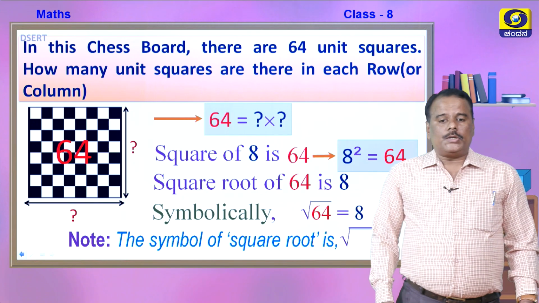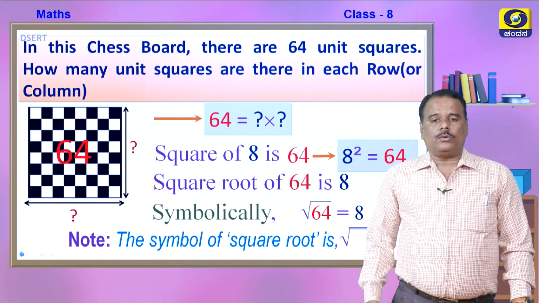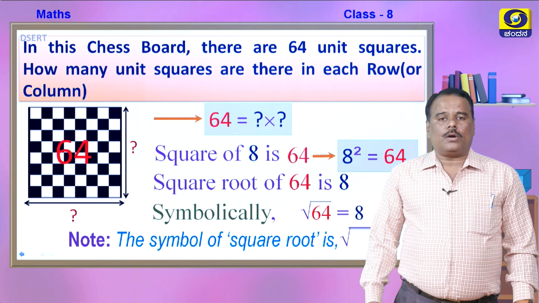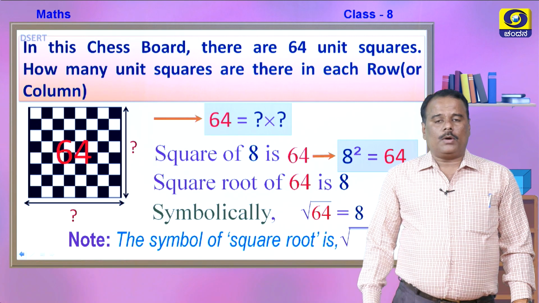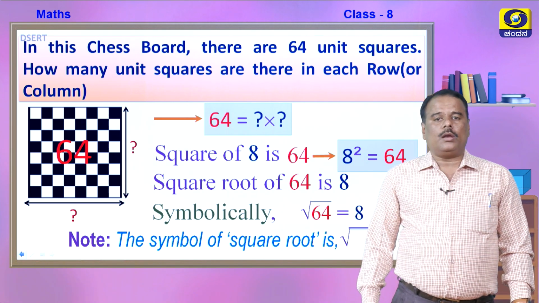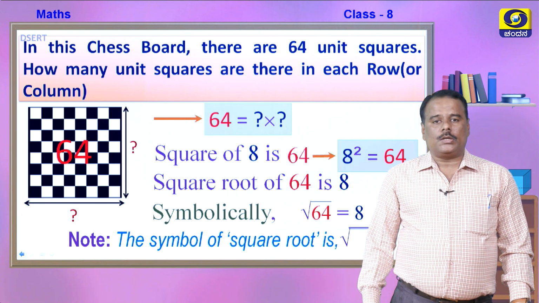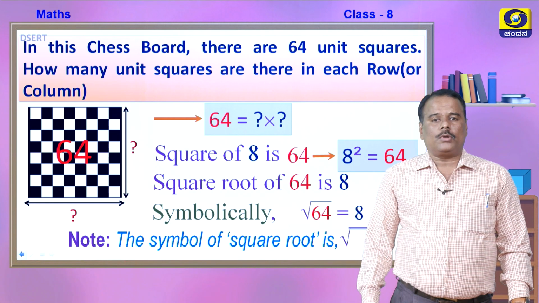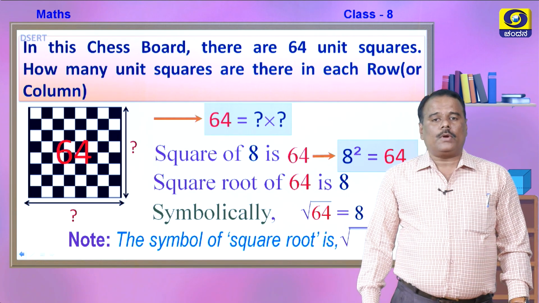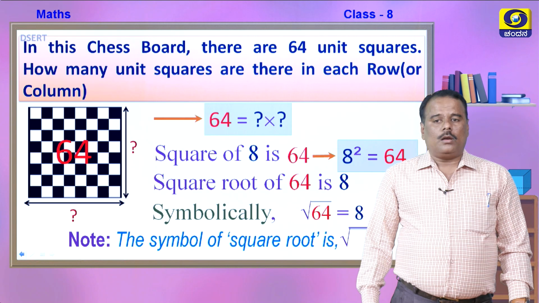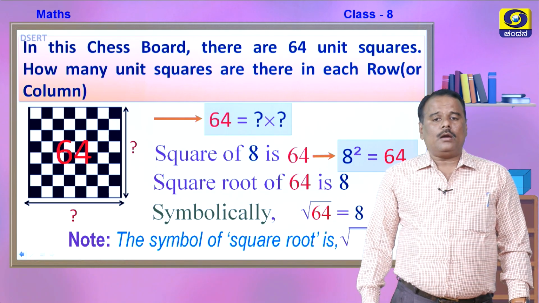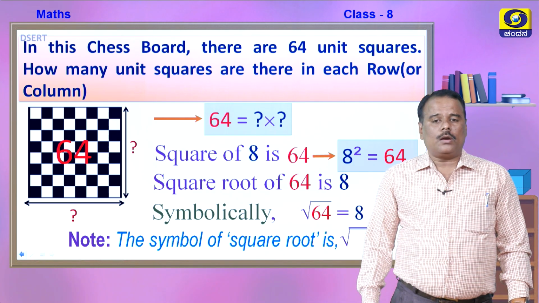Again, equal integers may be positive or negative. When we are finding the square root of a perfect square number, we get two square roots, one is positive and another one is negative. But as far as this chapter is concerned, we will discuss only the positive square root of a perfect square number. Now, how to find the square root of a perfect square number?